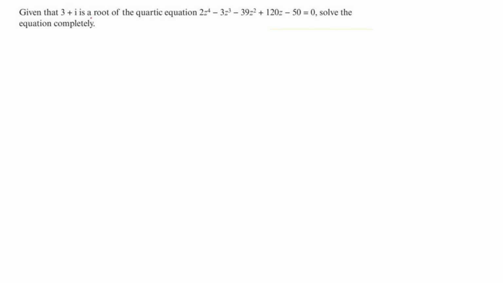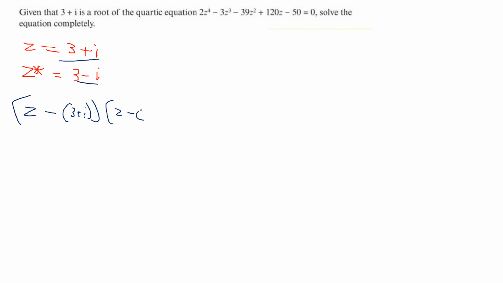Given that 3 plus i is a root of this quartic, how are we going to solve this equation? Aha! Now it's going to be a bit more challenging. The first thing we need to do is work out the conjugate of the other root. So this is going to be 3 plus i, which means z conjugate is going to be 3 minus i, okay? Now what we need to do is work out the quadratic that has these two roots. To do that, z minus 3 plus i times z minus 3 minus i is going to be equal to 0.